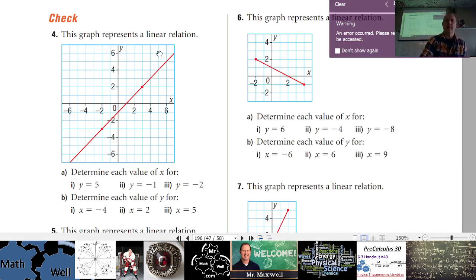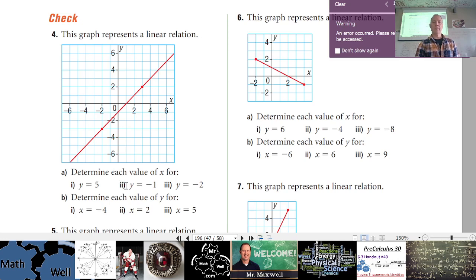It says, this graph represents a linear relation. Determine the value for x when y equals 5 is the first one. So again, y equals 5, those are the numbers on the vertical axis. So we go up to 5 on the vertical axis, and then we go over to the graph. And wherever we hit the graph, we then drop a line straight down, and that x value that we run into is going to be the answer. So when y equals 5, x equals what? What's that value? Y equals 5, x equals 6. Yeah, right there. So A, number 1, is x equals 6.